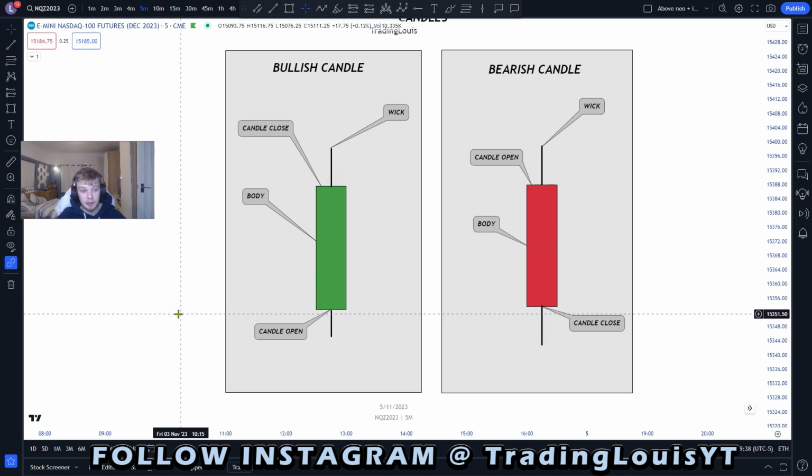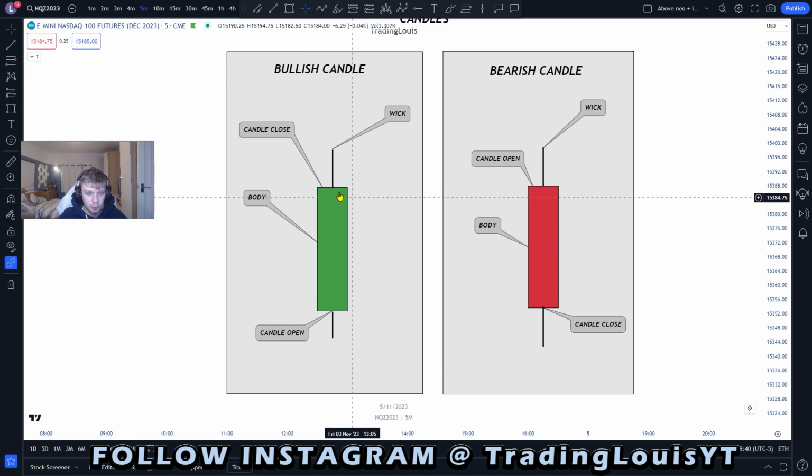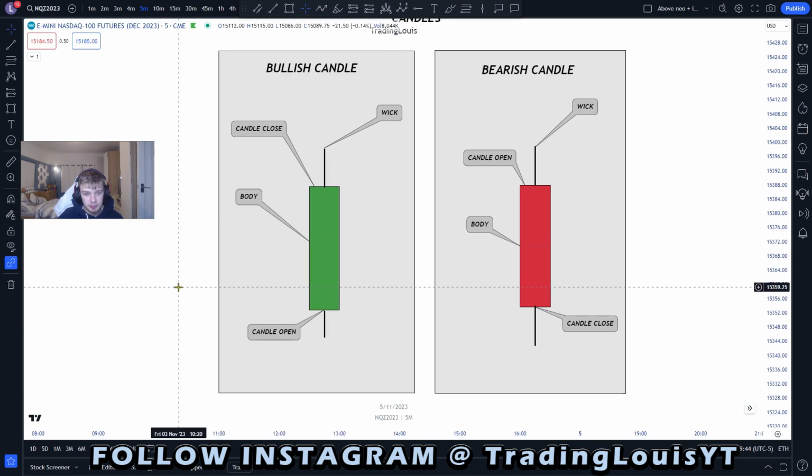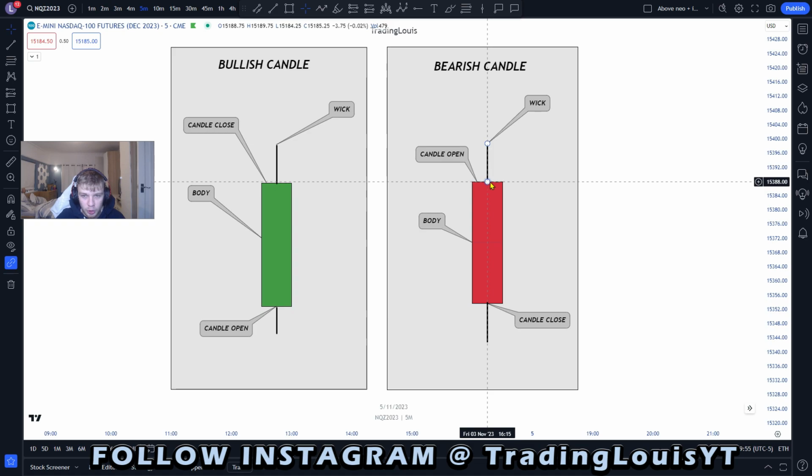Then once that 5 minute timer is up, the candle will close. Now, if this candle is a bullish candle, which means if the price action is going upwards, then the candle will always close at the top. Now, if it is a bearish candle, the bearish candle will open at the top and close at the bottom.